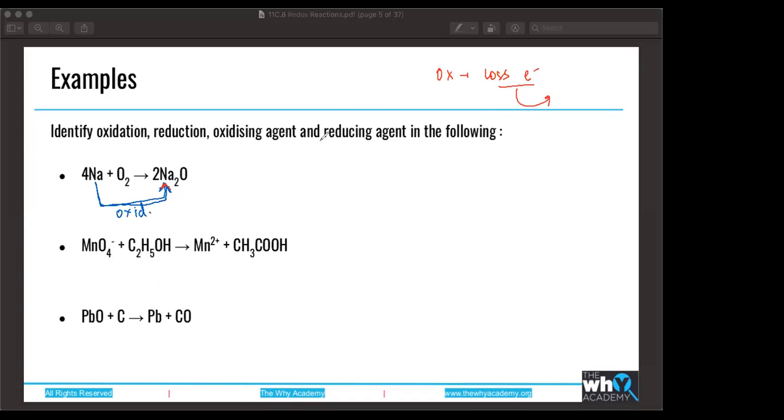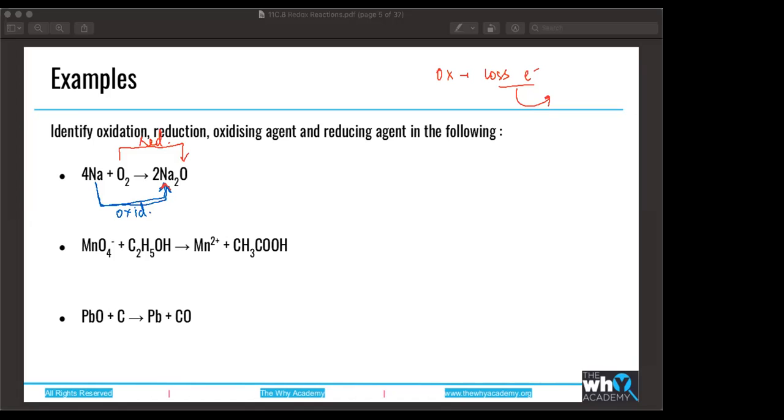So can you identify where reduction is taking place in this reaction? Oxygen is being reduced and sodium is the reducing agent. Yes. Okay. Now, when we define things in terms of loss and gain of electrons, you can't look at oxidation and reduction as isolated. They always happen simultaneously. If you have an oxidation reaction, there is always something else getting reduced. And if you have a reduction reaction, there is always something else getting oxidized.